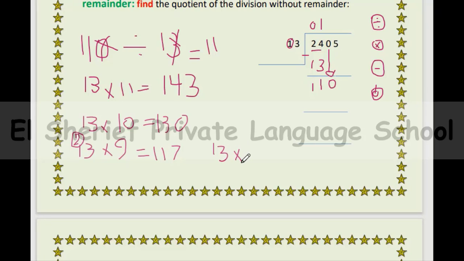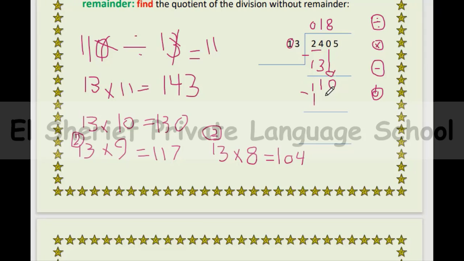13 times 8 equals what? 8 times 3 equals 24, put 4 and carry 2. 8 times 1 equals 8 plus 2 equals 10, so 104. So this number is less than 110 and nearest to it, so we'll take the quotient as 8. And 8 times 13, as we know, is 104.